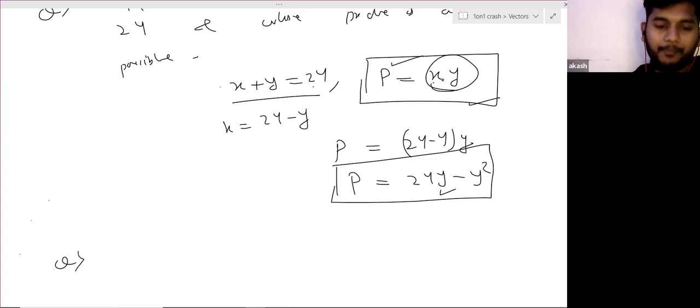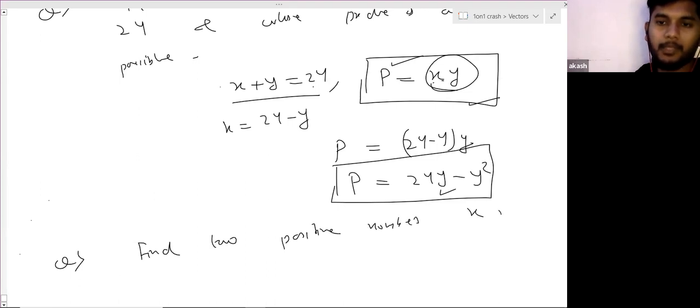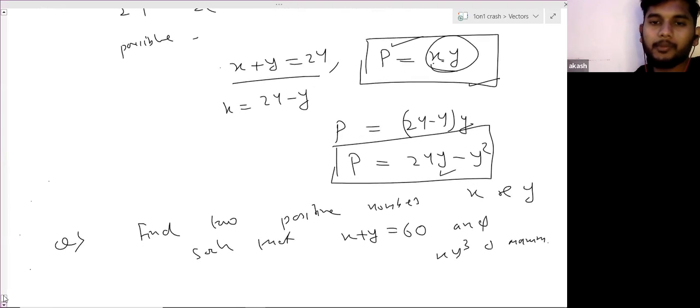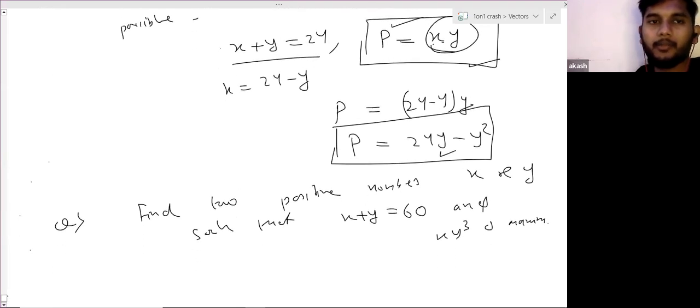Okay. Find two positive numbers x and y such that x plus y is 60, and xy cube is maximum. All right, they have already given the equation now. So your only job is to convert into one variable and solve, right?